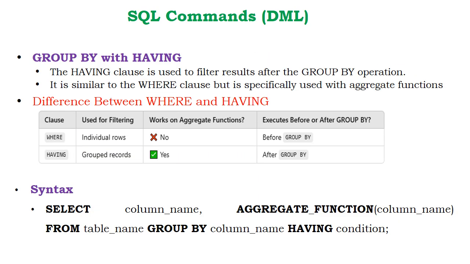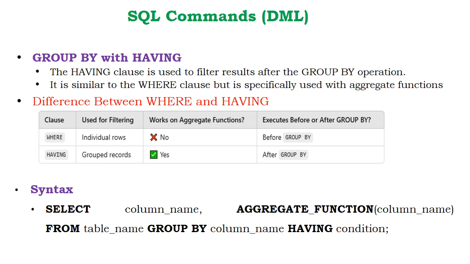And the next one, having. The having clause is used to filter the result after the group by operation. It is similar to where, but it is specially used with aggregate functions. So what is the difference between where and having? The where is used for filtering individual rows, but having filters the grouped records. Does where work on aggregate functions? No, but having works on aggregate functions. Yes. So where executes before group by, but having executes after group by.